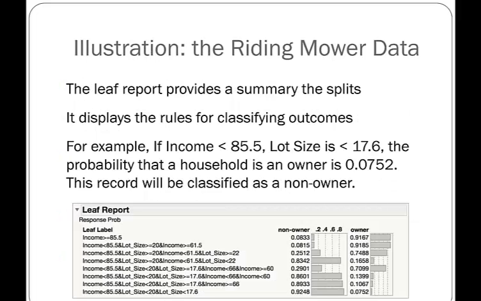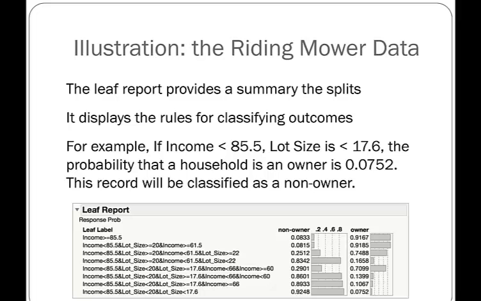We can get what's called a leaf report, which basically tells us all of the rules that we might possibly use in order to do classification and the probabilities associated with each of those. And this is important because anybody can understand this, and you can just take it to your boss or your manager, whoever it is at work that you want to explain what's going on, and say, look, this is easy.